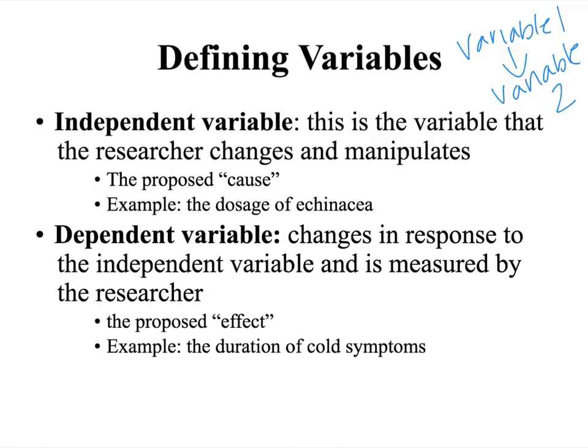We have what's known as an independent variable. This is the variable that the researcher is actually going to change or manipulate. This is the thing that we think is the proposed cause. What is causing this relationship? What is driving this relationship? In this example, that's the dosage of echinacea. Echinacea is causing symptoms to be lower.